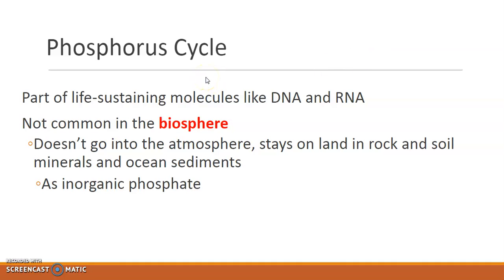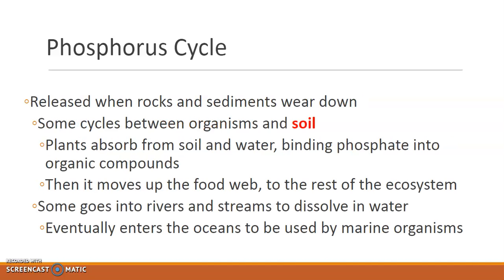Phosphorus is needed as part of DNA and RNA. It's not really common in the biosphere, and it's not in the atmosphere. It stays in rock, soil, minerals, and ocean sediments as inorganic phosphate. It's released when rocks and sediment break down.